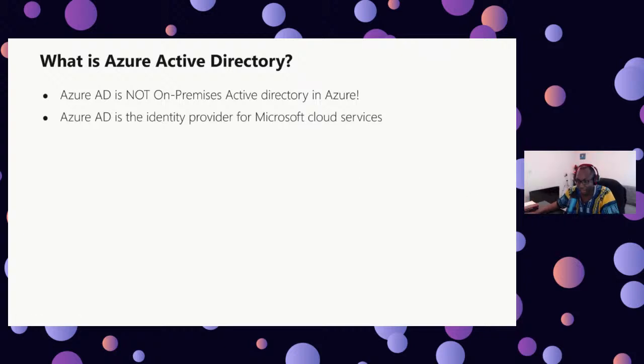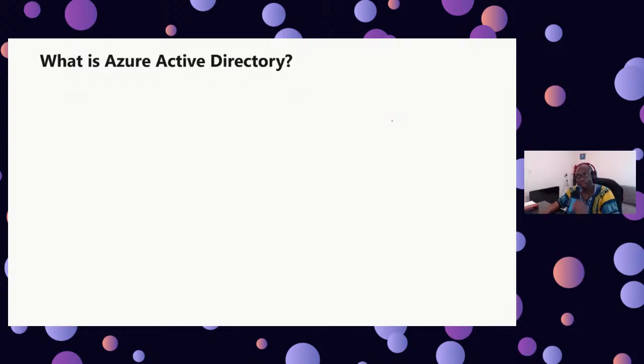So the first definition that we'll start with today is this: Azure AD is the identity provider for Microsoft Cloud Services. That's the first thing to start with. Now, if you're thinking to yourself, David, that definition does not make sense to me, right? Let me help you to understand that.